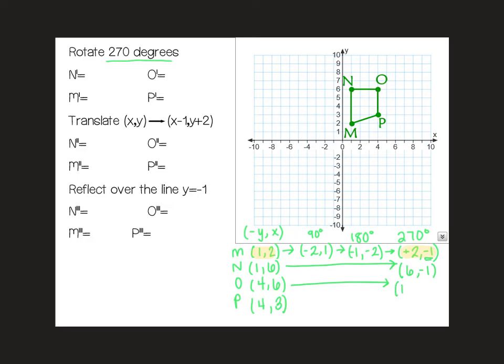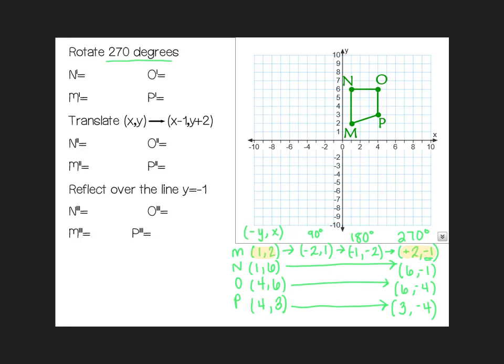Again, switch spots, the second value changes sign. So what would you get for the value of the last point when you use this rule? You should get 3, negative 4.